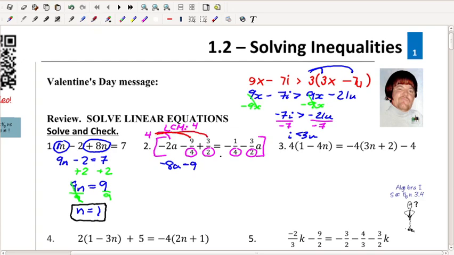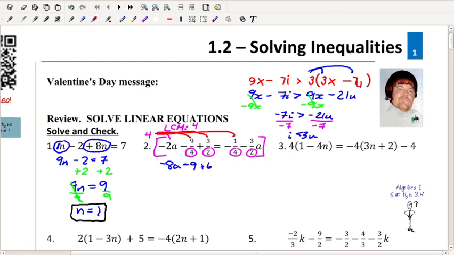4 over 2, I can do my cross canceling. So 4 divided by 2 is 2. And that 2 remaining times the 3 is 6. So this is plus 6. Keep the distribution going even on the other side.